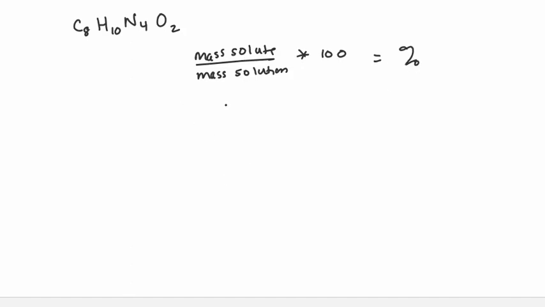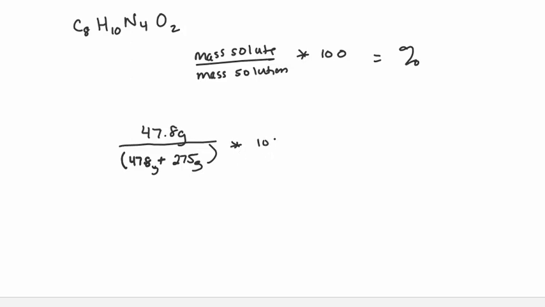It was 47.8 grams. The mass of the solution I need to calculate. So I have the mass of my solute, but the mass of my solvent, I was told 275 milliliters. I was told to consider the density of water to be defined as 1 gram per milliliter. So I can take that 275 milliliters and call that 275 grams.